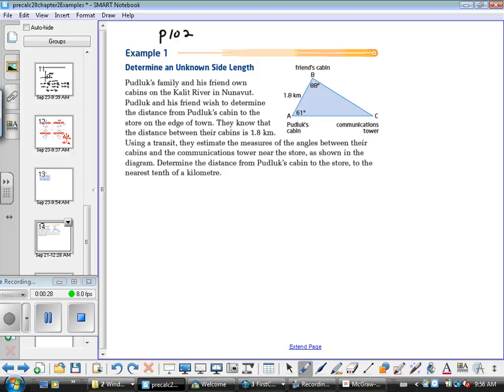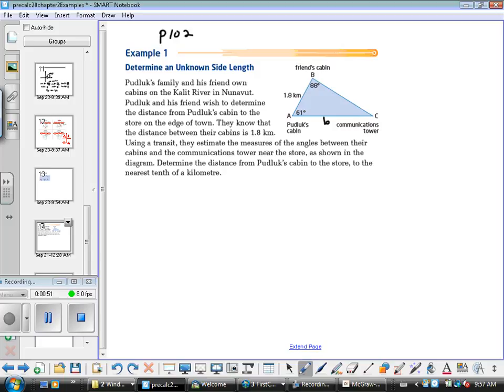Using a transit, they estimate the measures of the angles between their cabins and the communications tower near the store, as shown in the diagram. Determine the distance from Pudluck's cabin to the store to the nearest tenth of a kilometer. So they're saying the communications tower is near the store, so that's what we're looking for. So we're actually looking for this length, the length between Pudluck's cabin and the communications tower.